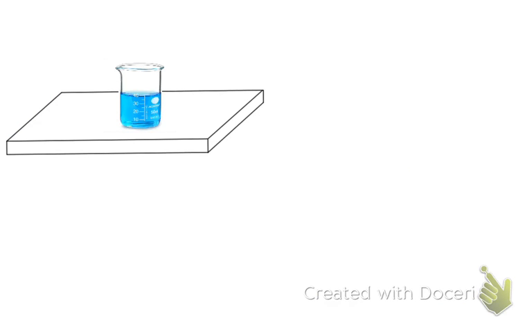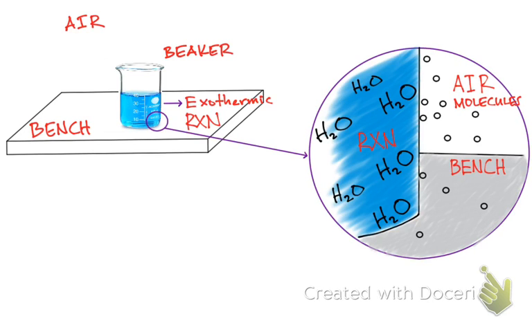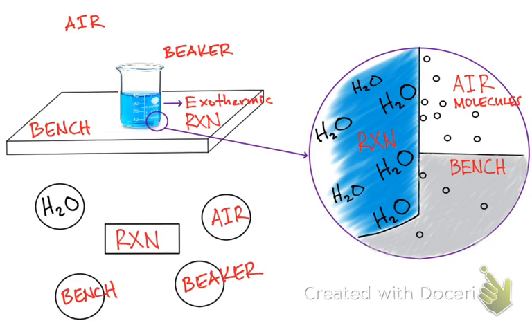Here's an example. Let's say you're conducting a simple experiment on a lab bench. There's air molecules everywhere. There's the bench, and the beaker contains the chemical reaction. Let's say that this is an exothermic reaction, which means heat energy is released. Since water, H2O, is usually not part of the chemical reaction itself, it's considered part of the surroundings, which also include the bench, the glassware, and the air molecules. So in that case, this exothermic reaction shown here can exchange heat with the surroundings. Heat can be transferred to the water molecules, the beaker, the bench, and the air molecules.